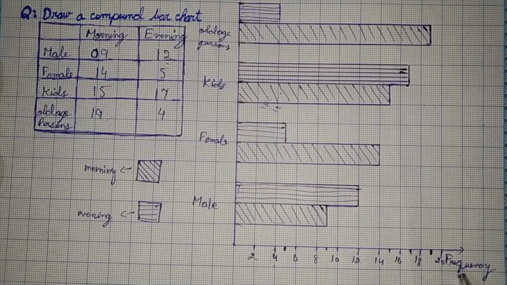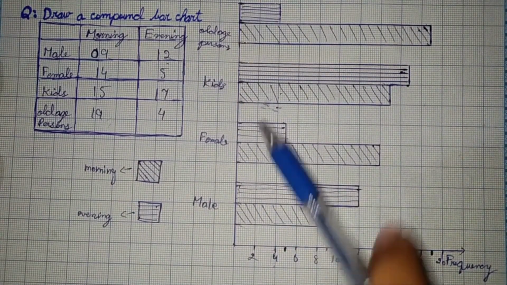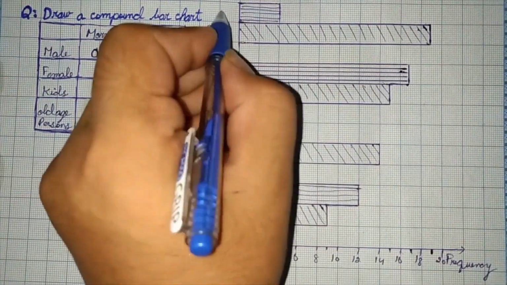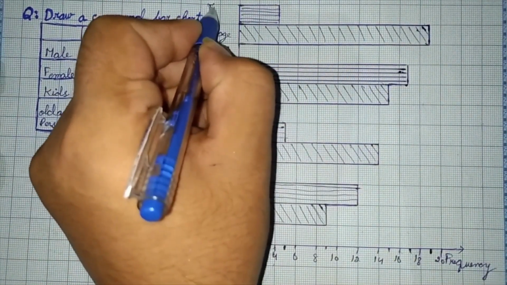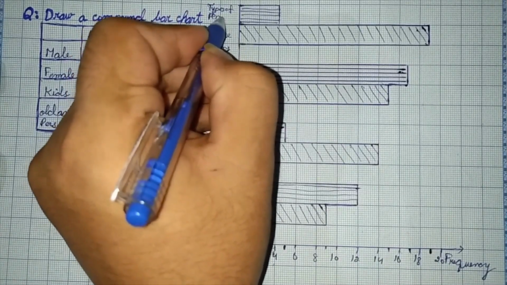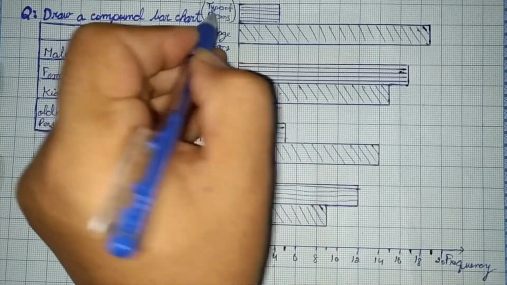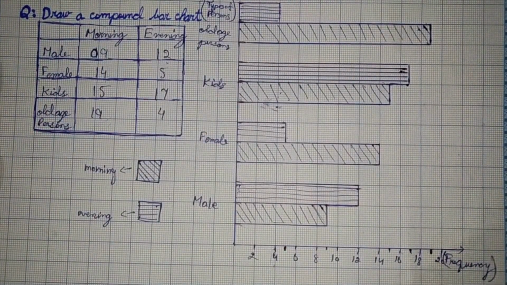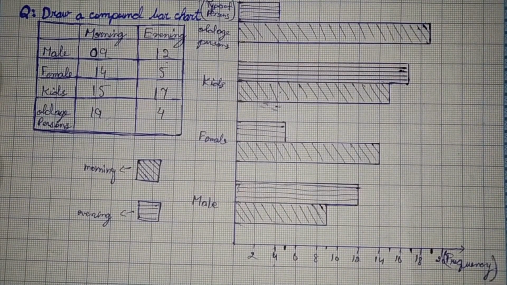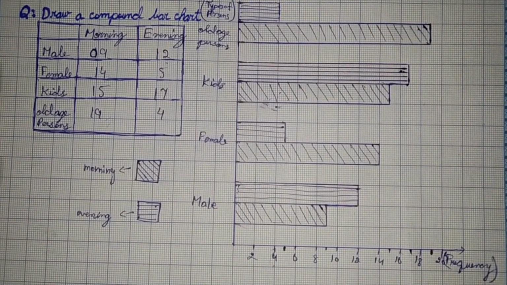Here you can see we have frequency, and here we have types of persons. Let me write it. Here we have types of persons. Here we have frequency, and here we have types of persons. Clear? So now we have a bar chart.